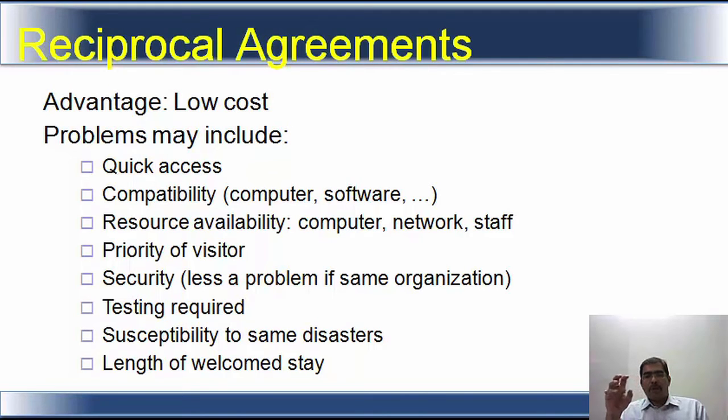Reciprocal agreements, the basic advantage is low cost. That is, you collaborate with another organization to perform your alternate processing along with them. But there may be problems there, like quick access, then compatibility of the computer, the software, the hardware, the resource availability of the computer itself, availability of adequate network, availability of staff, priority of the visitor, which visitor gets precedence, whether it is the subscriber who is going to do, whether it is the company that is hosting your company or your visitors.